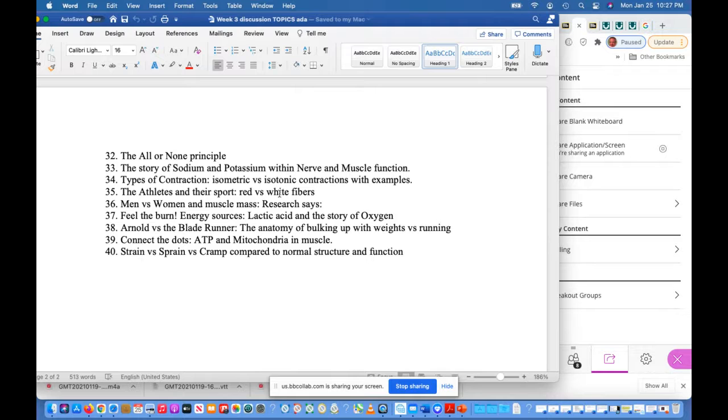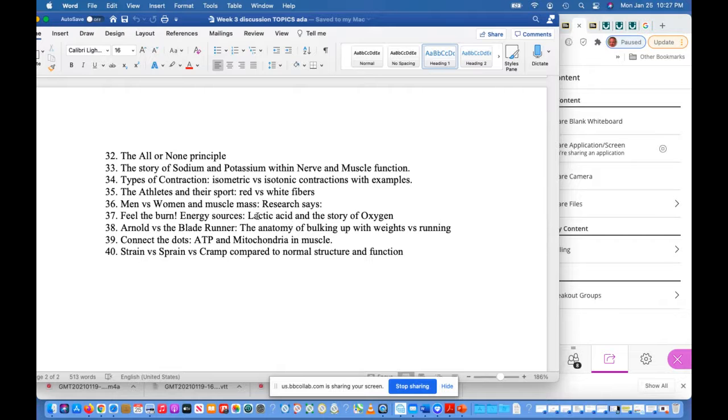It also helps you understand why at Thanksgiving time, why you have meat, and maybe some prefer the dark meat, some prefer the white meat. It's all about red versus white fibers. Men versus women in muscle mass. What does the research say about that?